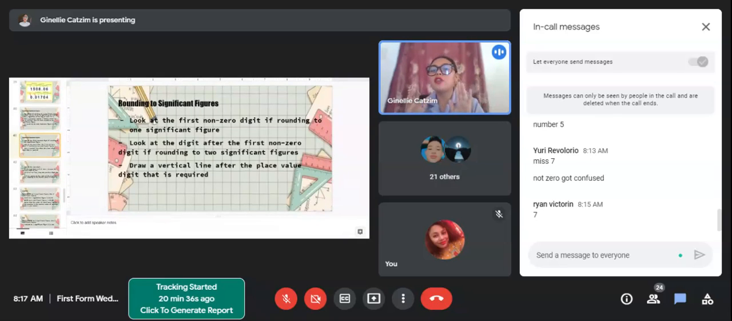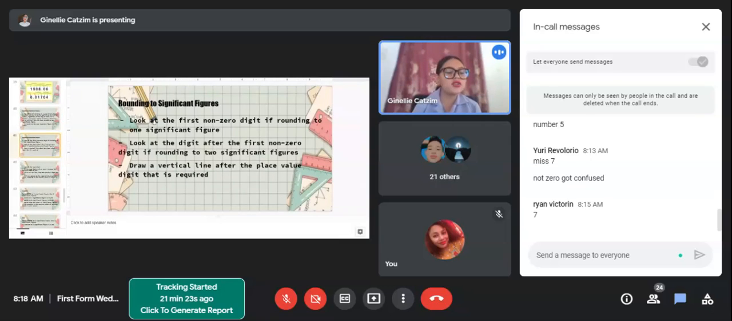So we have to look at the non-zero digit, right? Remember, if we have zeros at the front, they don't count. Those are not significant figures. We have to start counting from where the zeros stop, the number after, if we are asked for one significant figure. We look at the digit after the first non-zero digit if rounding to two significant figures. So if we are asked to round to two significant figures, then we are looking at the number after the first one, right? So it's your second significant figure.